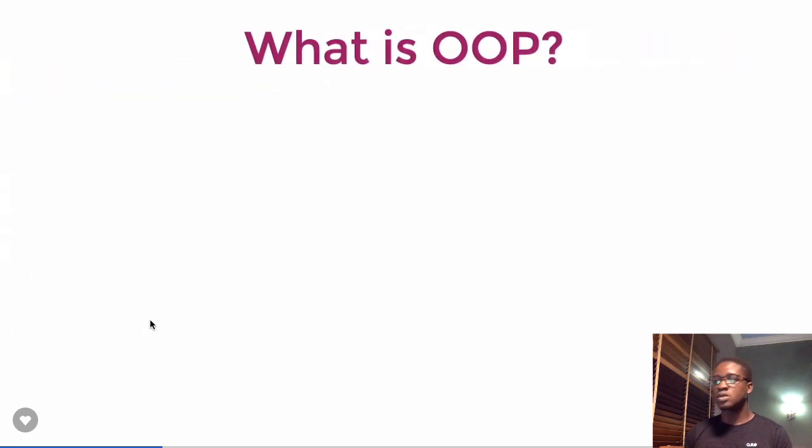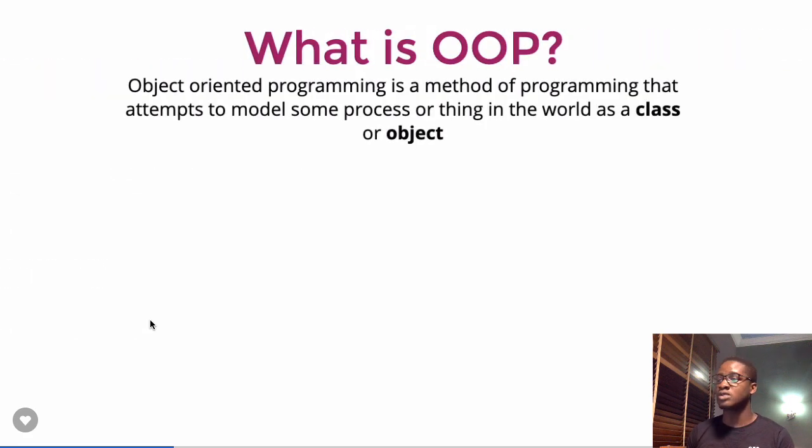So what is OOP, which is object-oriented programming? Object-oriented programming is a method of programming that attempts to model some process or thing in the world as a class or object. Now let me break this down. When we talk of object-oriented programming, it's like trying to create something in code that does not really exist. For instance, we've been using integer, and integer on its own is a class which has some other features which I'm going to show you.